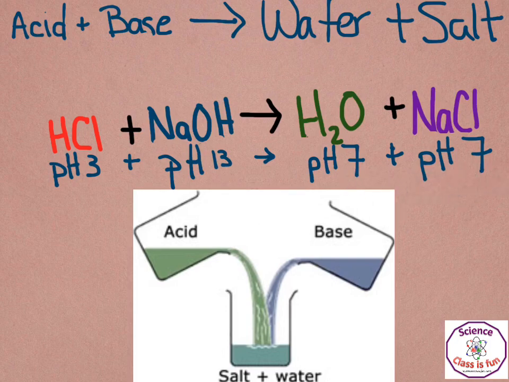You notice the water and the salt have a pH of 7. So both of these items are neutral. So when you look back at the pH scale, you'll notice that pH 7 is neutral. All waters and salts are neutral.